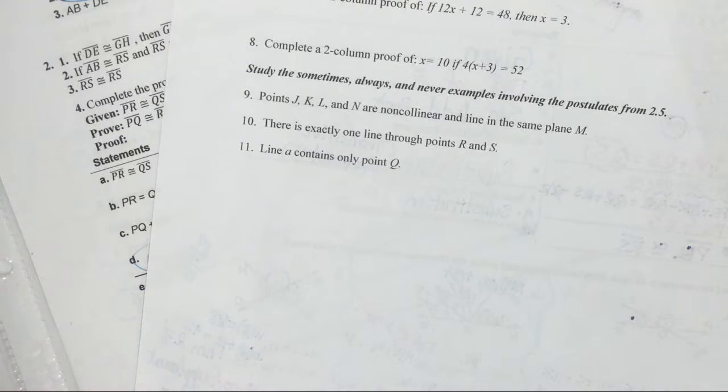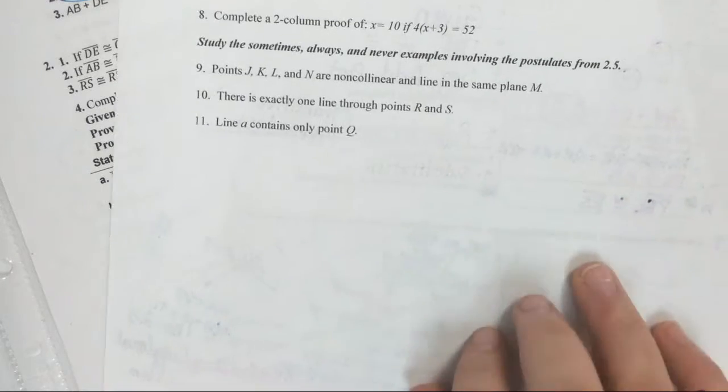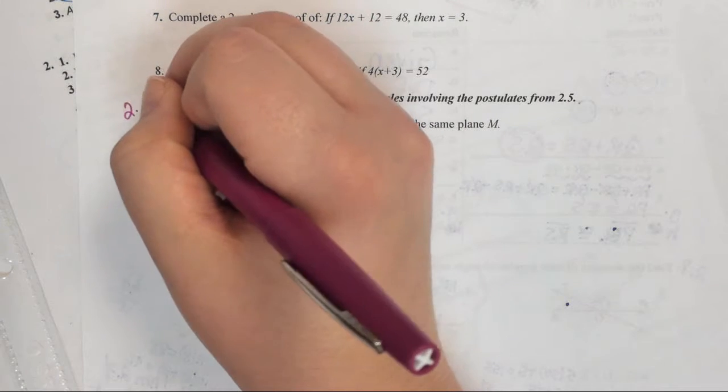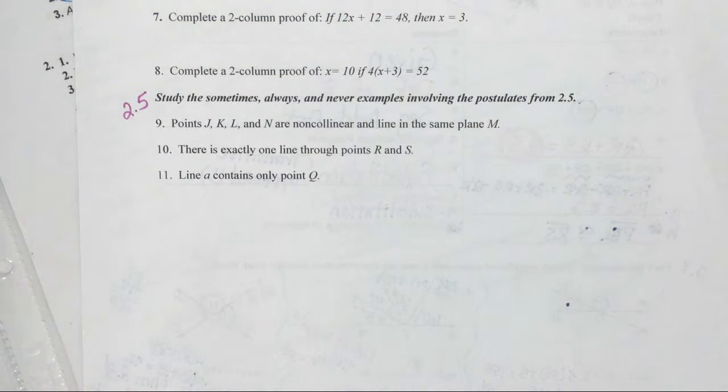7 and 8 I'm going to skip for the moment. I'm going to use the bottom of my paper for those. 9 through 12 are from 2.5. We've got to pick a postulate: sometimes, always, never. You know I like the always and never ones. So sometimes ones I tend to leave off. I like life to be straightforward with the postulates for you. Something's got to be easy.